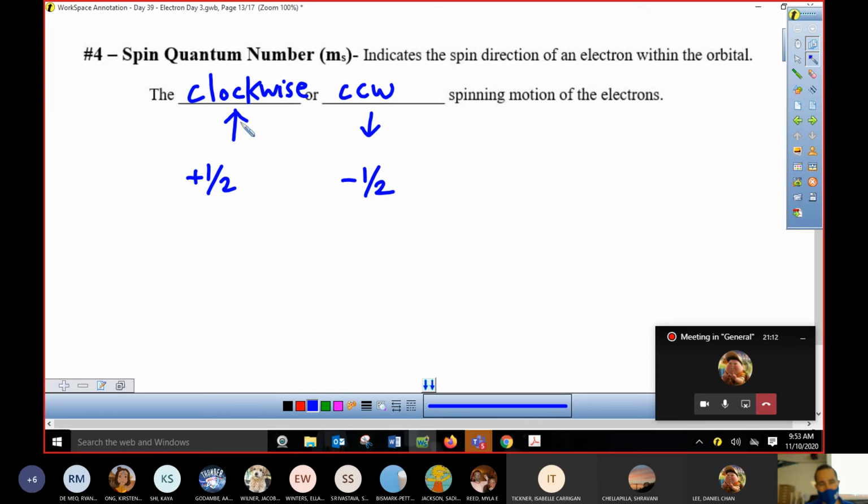So basically an up arrow represents one direction of spin, which we'll call clockwise. And a down arrow represents an electron spinning the opposite direction, counterclockwise. And so for the fourth quantum number, we either assign a number of positive 1/2 or negative 1/2. Positive 1/2 represents a clockwise spin. Negative 1/2 for the fourth quantum number represents a counterclockwise spin.